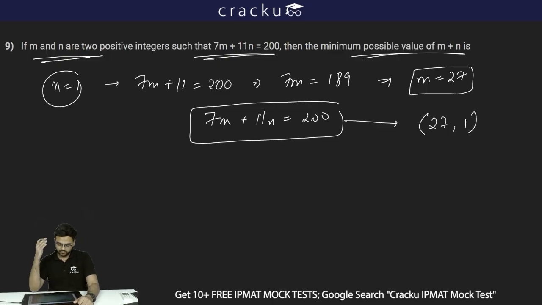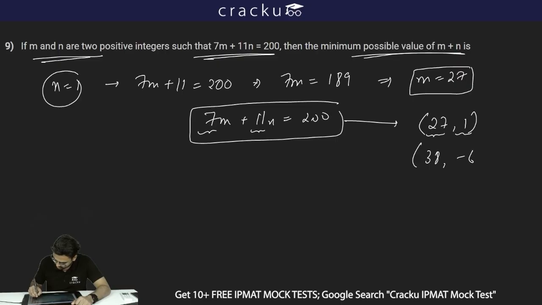Now in order to find the next solution, I have to add or subtract the coefficients to the found numbers. We have initially calculated 27, 1 as one of the solutions. Now I'll add the coefficient of n to the value of m, so this will be 38, and I'll subtract the coefficient of m from the value of n. So 1 minus 7 will be minus 6. Now m and n are two positive integers, so 38, minus 6 is not possible.